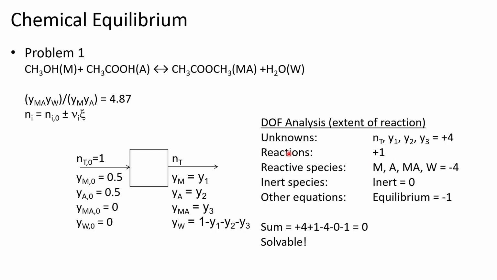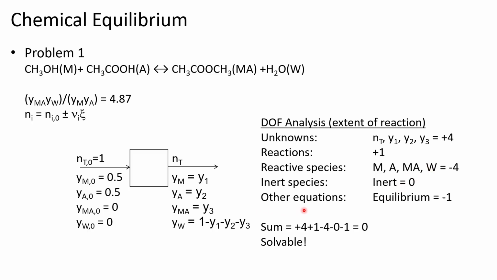The number of independent reactions for this problem is 1. There's only 1 reaction. We'd only have to determine if all the reactions are independent if there's more than 1. The independent reactive species are the methanol, the acetic acid, the methyl acetate, and water. It's unlikely they're going to be in the same ratio in the product as they are in the feed, so we're going to assume that they're all independent. Therefore, we have 4 reactive species, which we'll put a minus sign in front of when we do our sum. There are no inerts in the feed, so the number of inerts is 0.